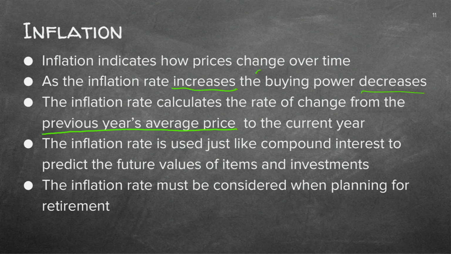And this is very important. It's always the previous year's average price that you work the inflation rate on. And then for the next year, you take this year's amount of money and then you work out the new inflation rate. That's why it's compound interest. The inflation rate is used just like compound interest. That is the most important part.